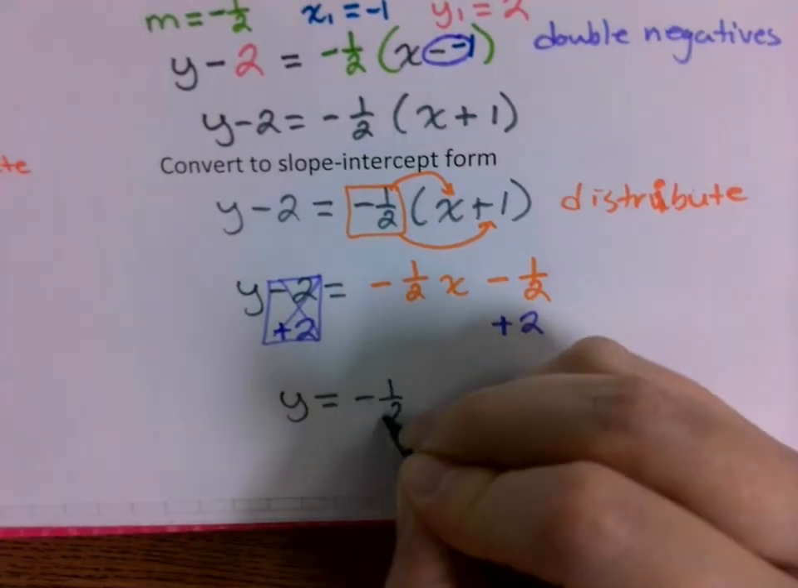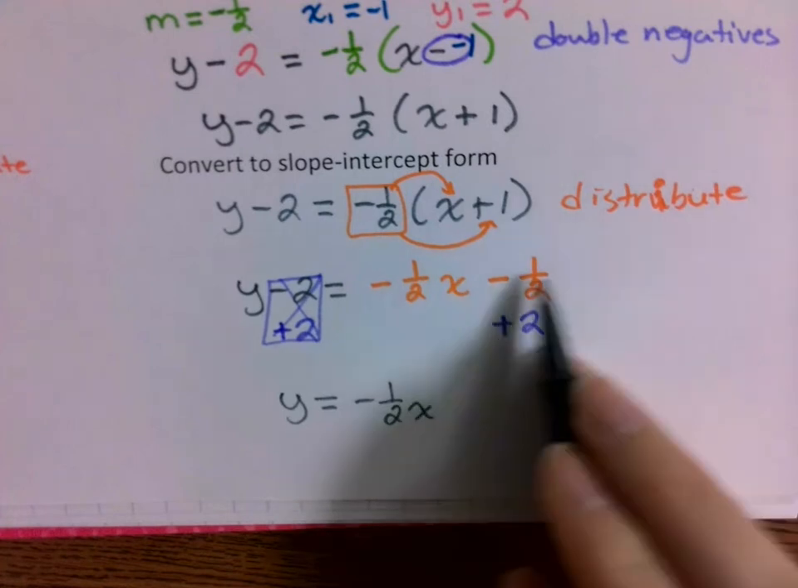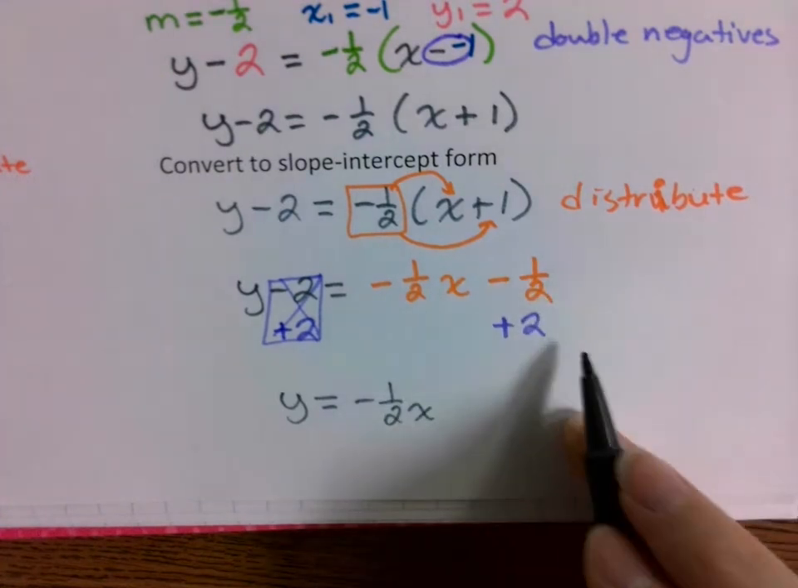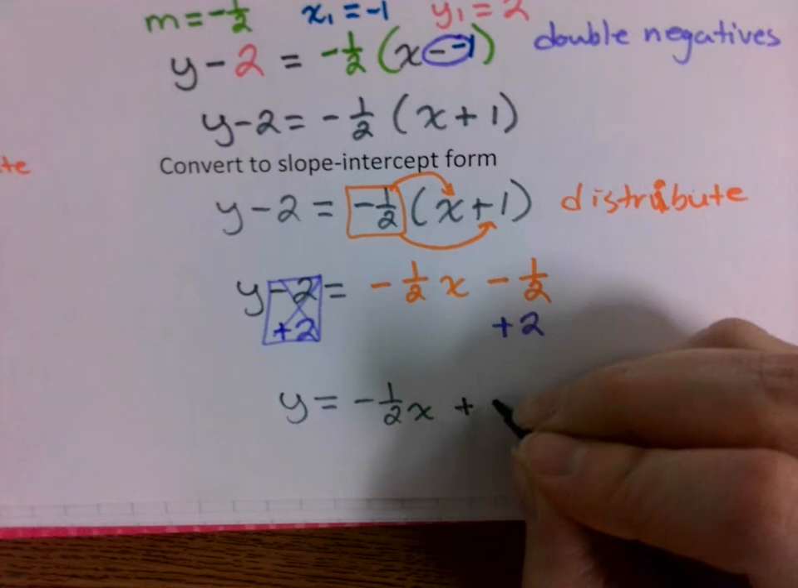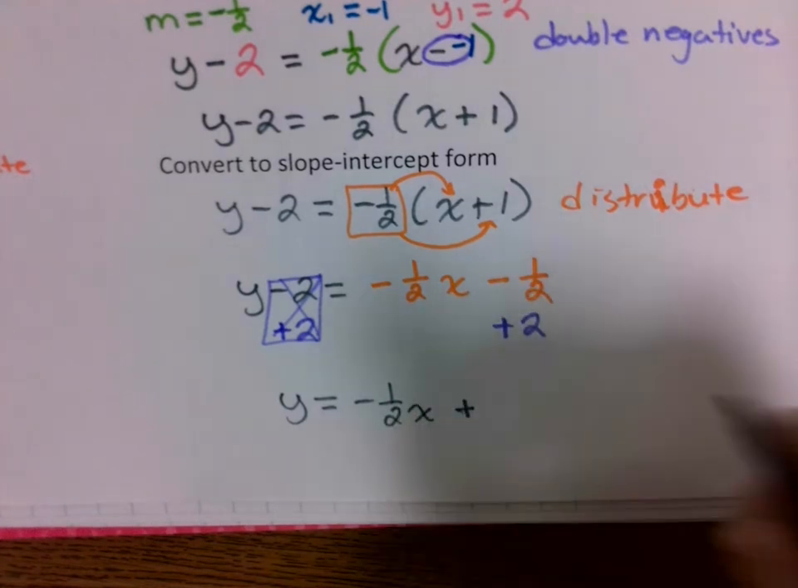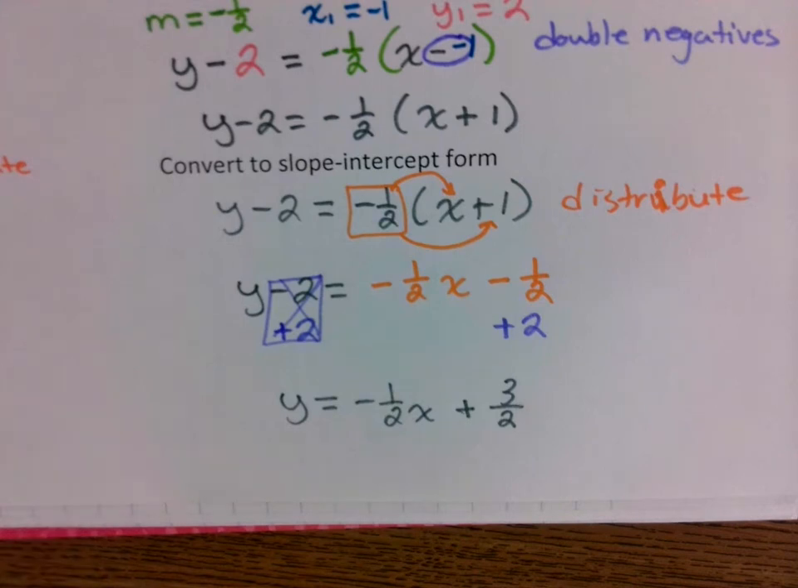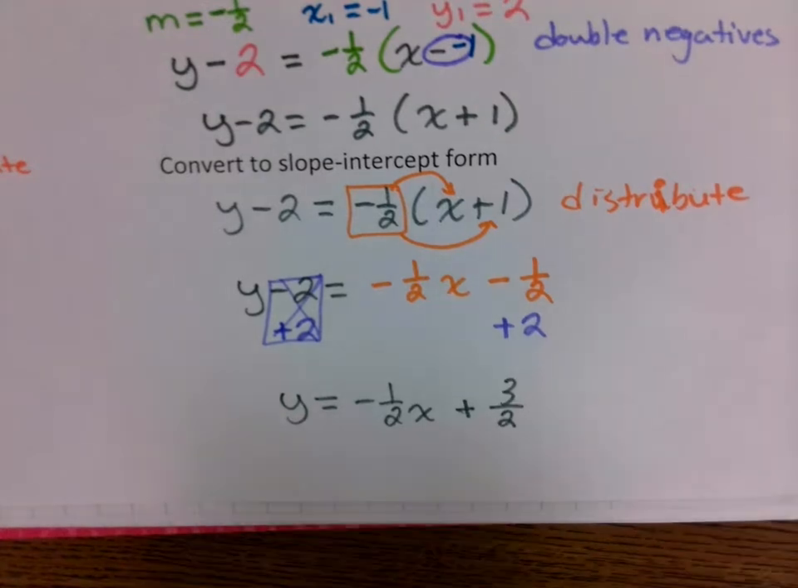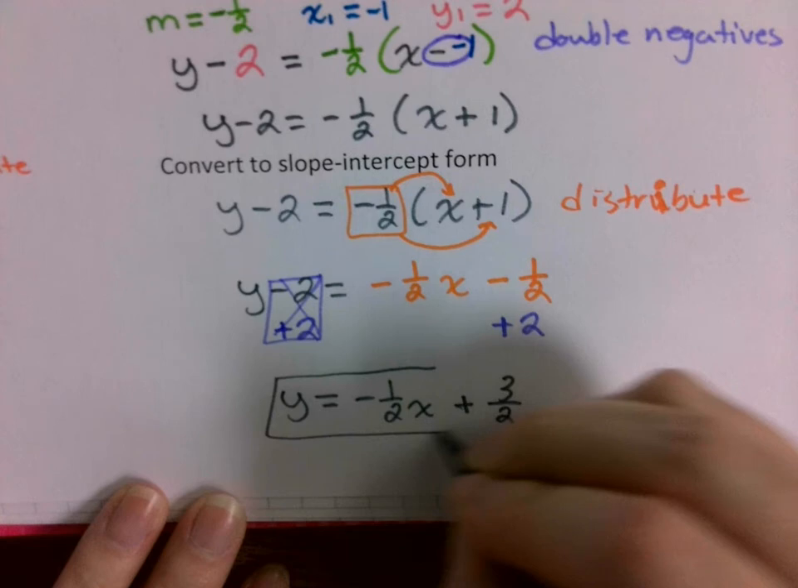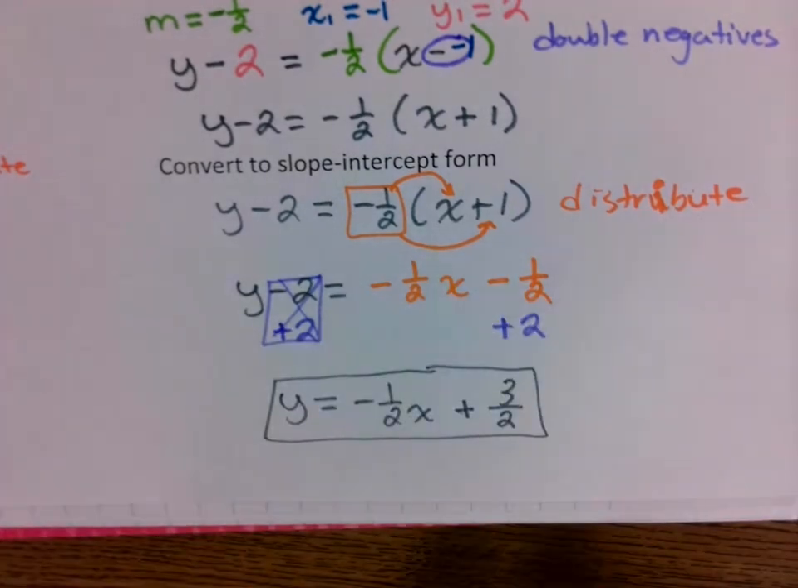A negative half plus a positive 2 is going to come out to a positive 1.5 or a positive 3/2. When in doubt, leave them in fraction form. Just put it all in fraction form. If you happen to notice that an answer choice is not in fraction form, then you can do your conversion to a decimal. But when in doubt, always just leave it in fraction form to begin with. Any questions about dealing with a point and a slope given to you?